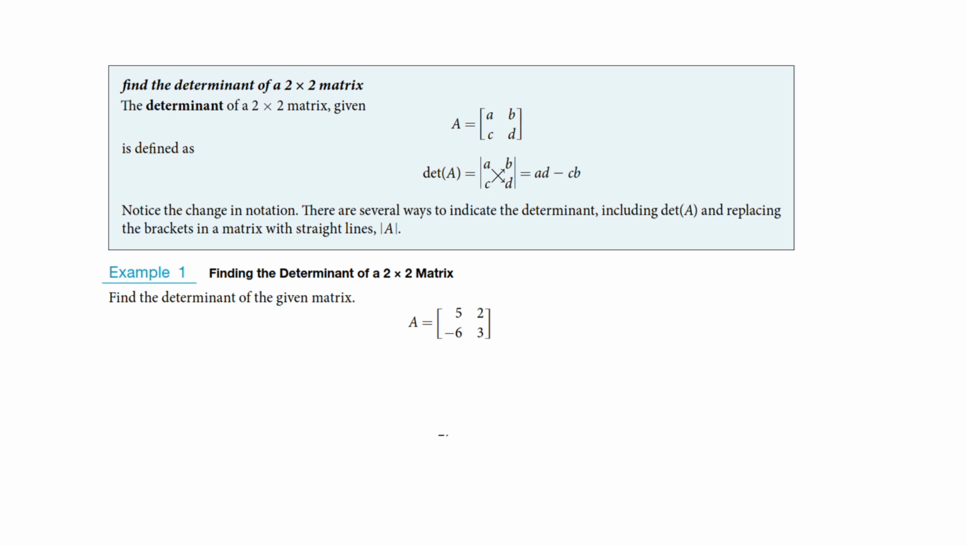This is a man-made construct, I guess you could say, of taking a matrix and dividing the diagonals, or I'm sorry, multiplying the diagonals and then subtracting them. So we're going to take this diagonal, multiply A and D, and subtract the other diagonal, C times B. Now this creates a number.